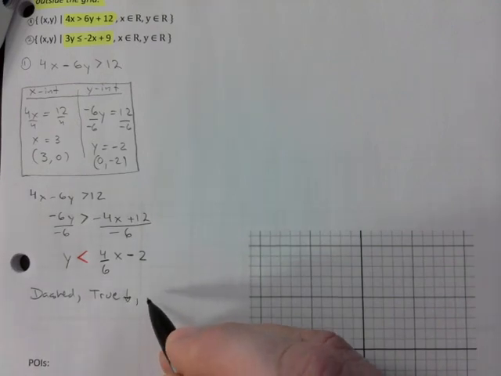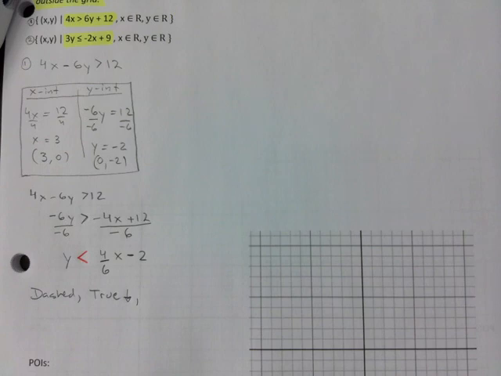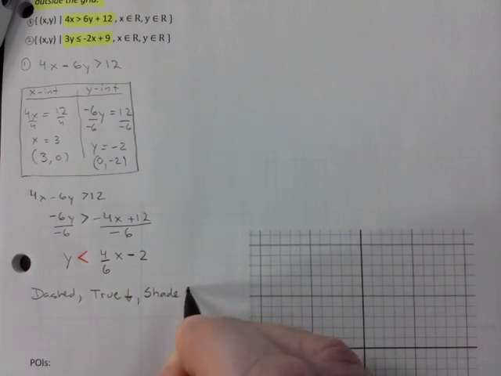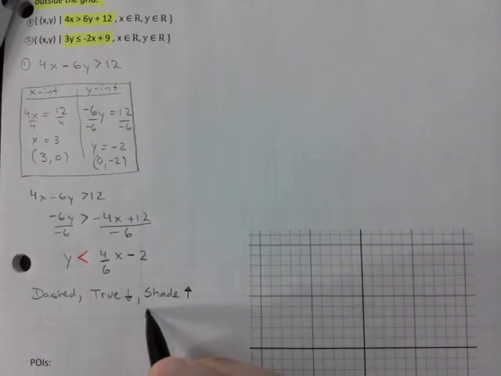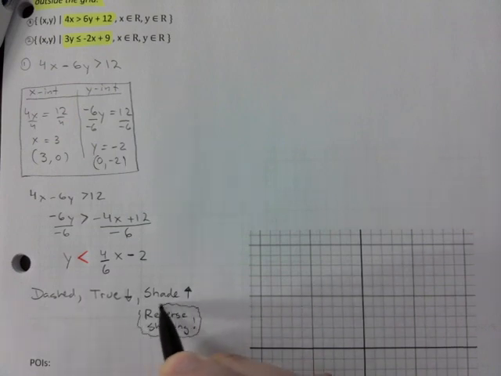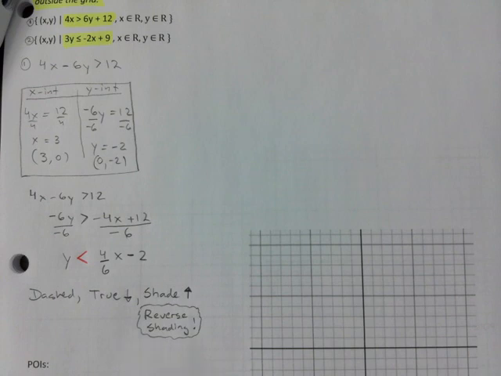And watch this. I want you all to have this part, be ready for this part, because this is against what we've been doing so far. True is below, but if I use reverse shading, I will shade above. I will do the opposite. So shade above. And I will, just for you here, use reverse shading. Mr. Dixon, why are you doing reverse shading? Because it's a system. So what? It's easier to find your ultimate solution region if you do it that way.